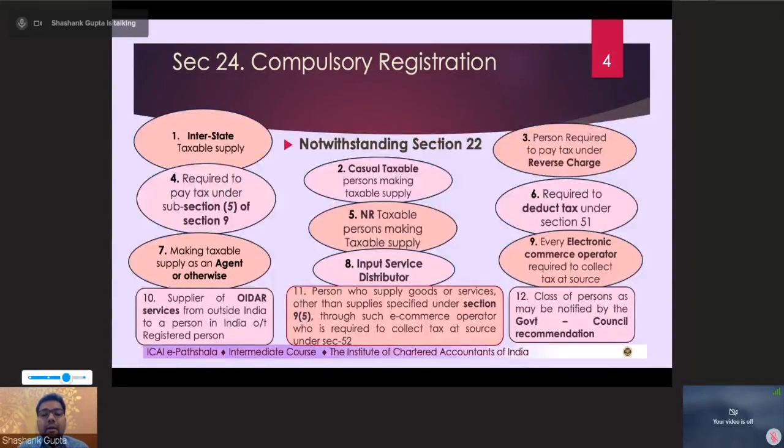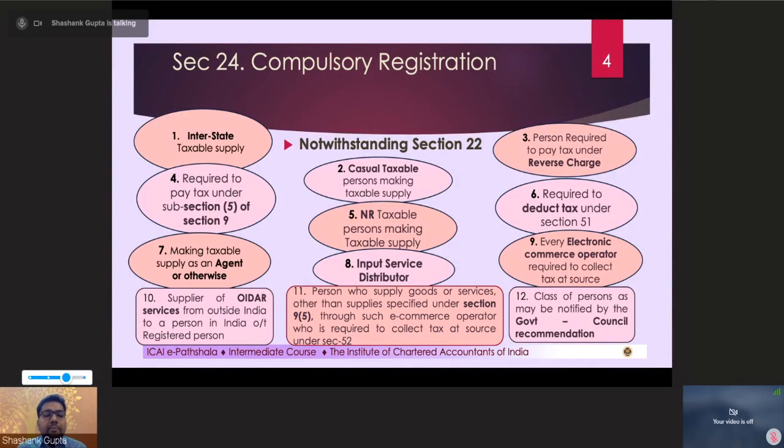Next is required to deduct tax under Section 51. So basically here we are talking about TDS under GST. This TDS is not the TDS which is deducted under income tax. That is separate. This TDS is the TDS which is liable to be deducted under GST, and primarily it is the government entities which are required to deduct tax under GST.